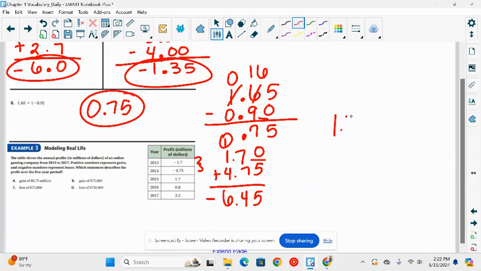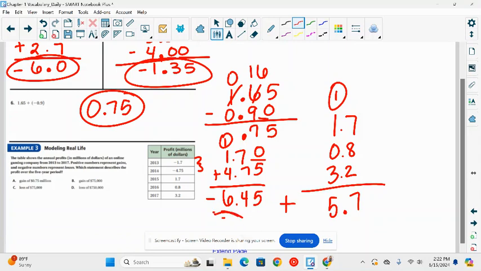And then I have 1.7, 0.8, and 3.2. I get 7, carry the 1, 5.7. Now I have to combine those two. So I have this plus this. What do I have to do there? We're adding, but we've got a negative and a positive. So what do we do with that? We subtract. So we have 6.45 take away 5.7. 0.75.